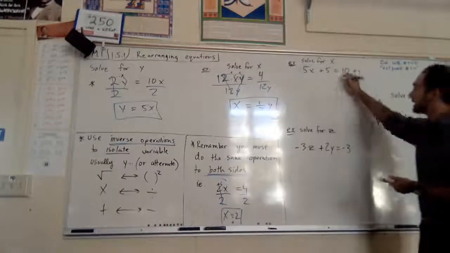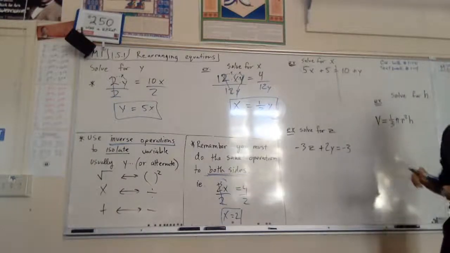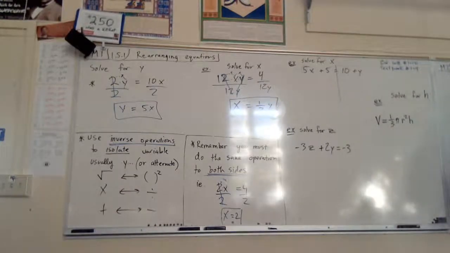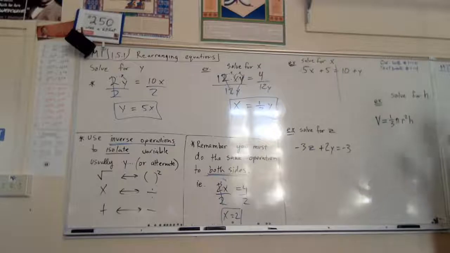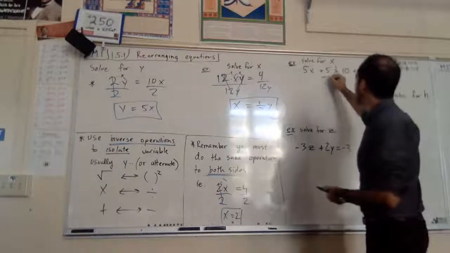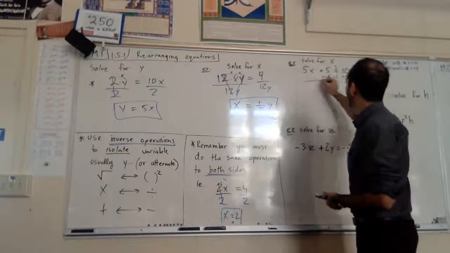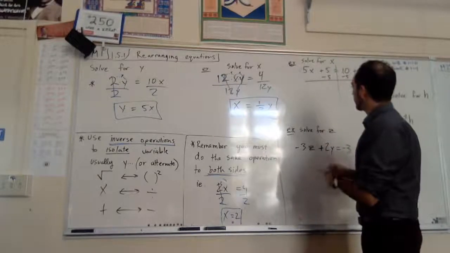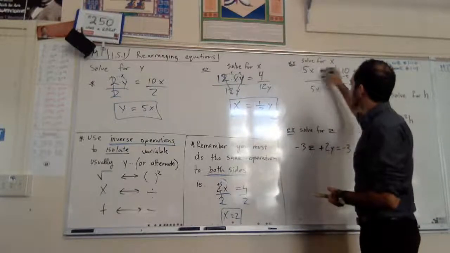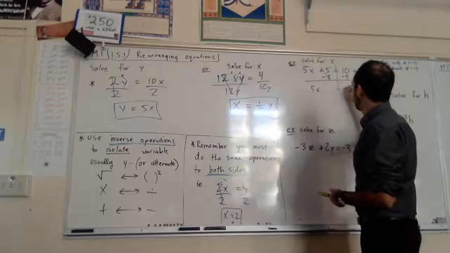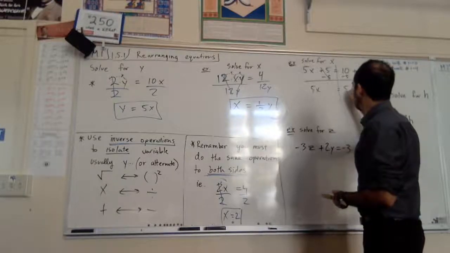Okay, let's put a line down this one because it's a little complicated. Solve for x. What's the first thing I need to do? Let's hear it. Minus 5. I like to put a line sometimes if it's really complicated. We get 5x. These are going to cancel, negate out. 5 plus y.